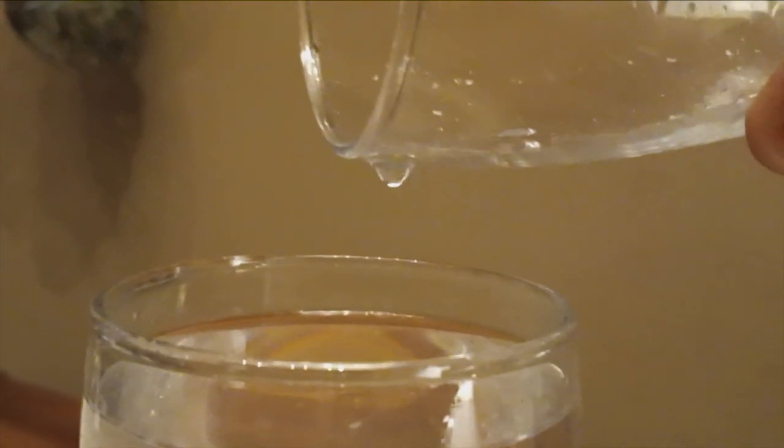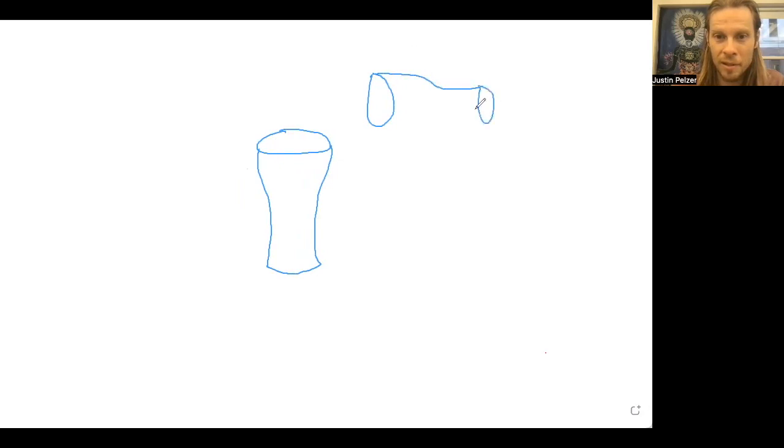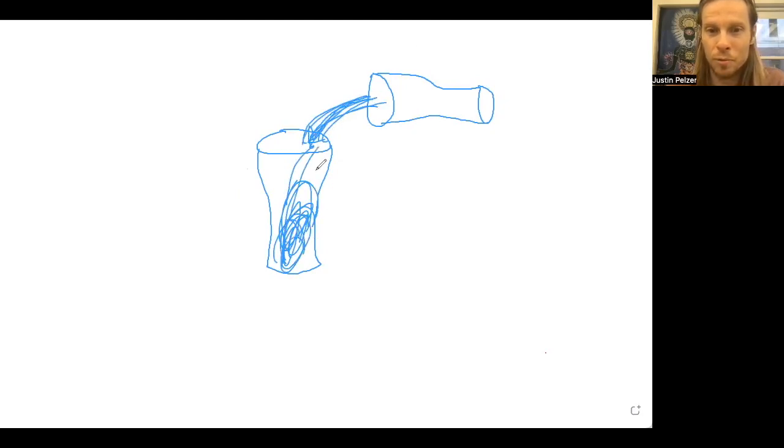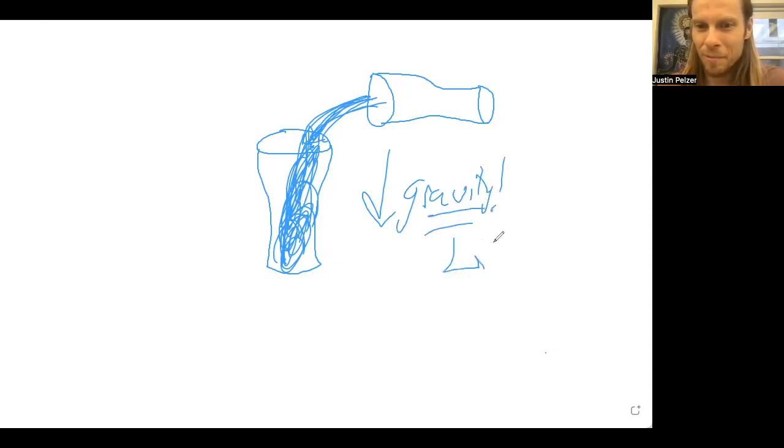Here's a way to look at it. We have our glass. Here's our glass. And we fill it with water. And the water from the other glass comes in and fills it up. That's not what it sounds like. Gravity. But what is gravity?